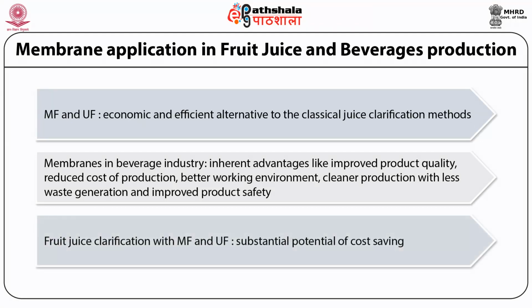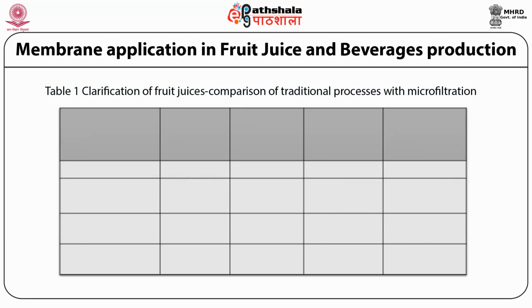Moreover, fruit juice clarification with MF and UF has great potential for cost saving. If we take an example that we have a UF plant with a capacity of 250 meter cube of juice per day, and it is producing on an annual production basis, then it is able to reduce cost by 79% compared to a conventional plant on a yearly basis. It has been adapted from Casano 2010.